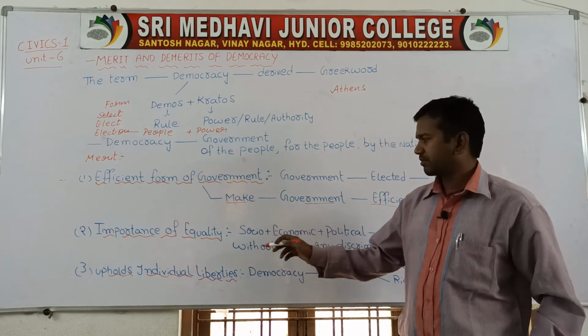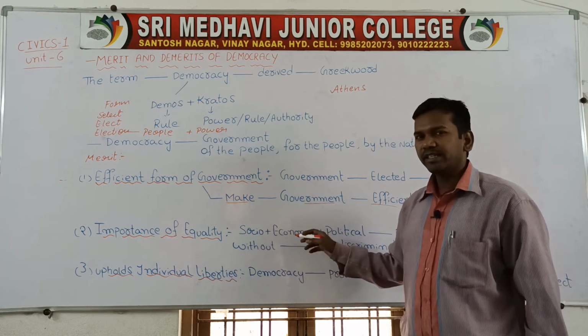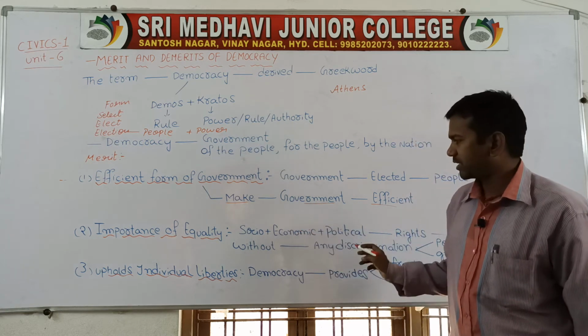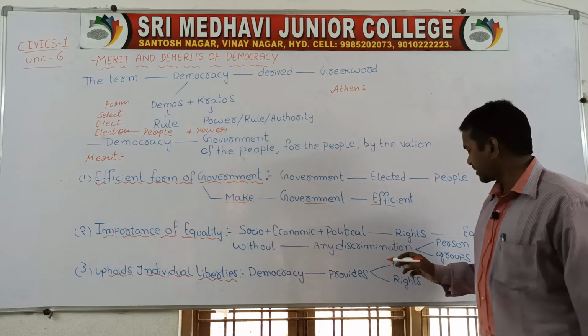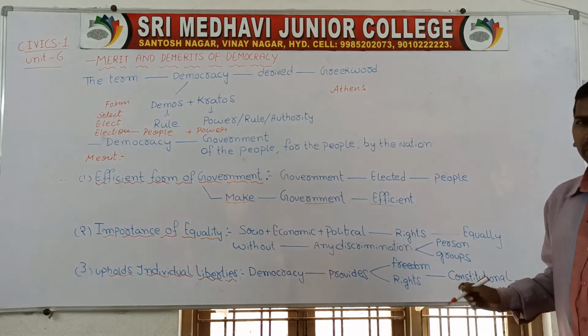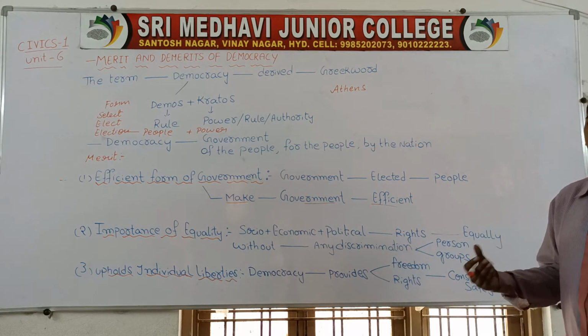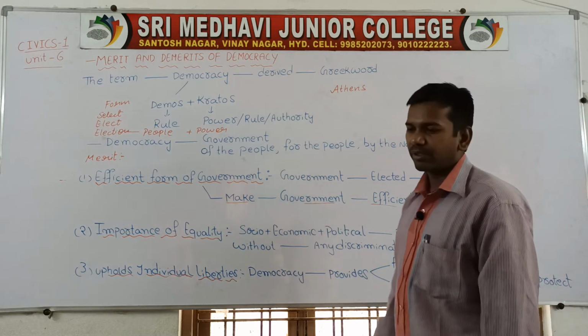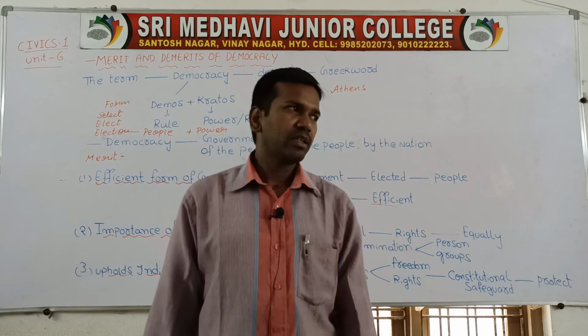Okay, so all rights related to society, rights in terms of economy and political rights are distributed equally without any discrimination between any person or group. So no person will be discriminated against, and no group will be discriminated against. Every person's rights are distributed equally without discrimination between any groups.